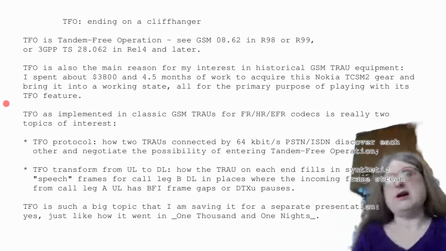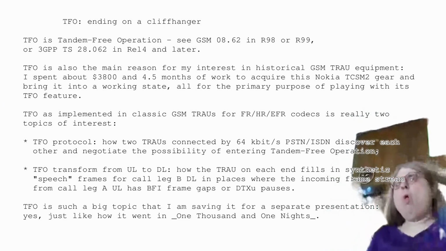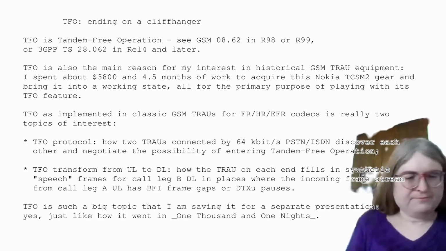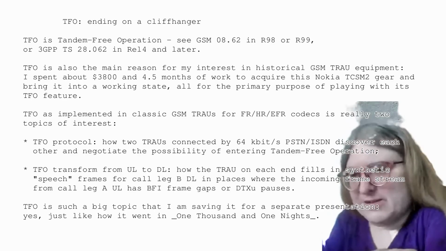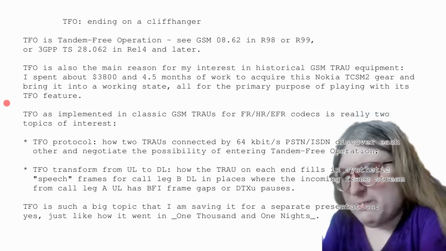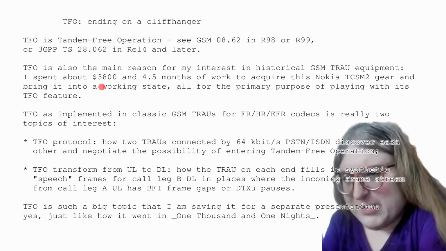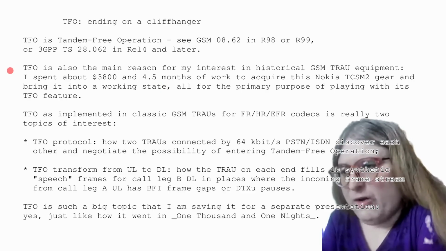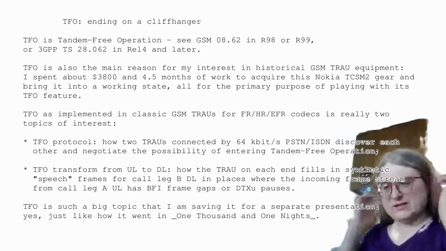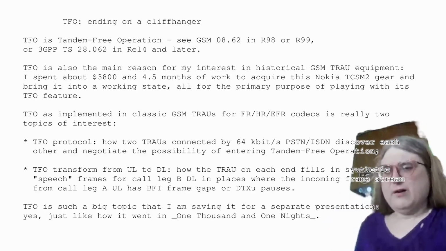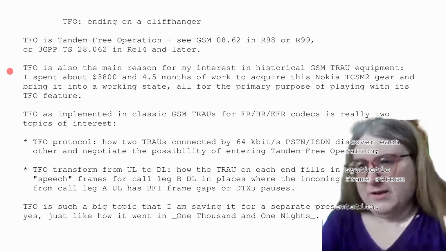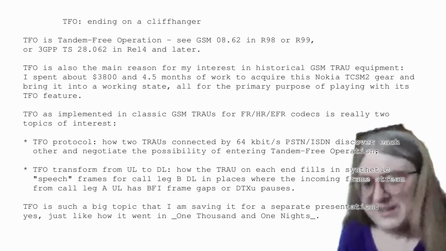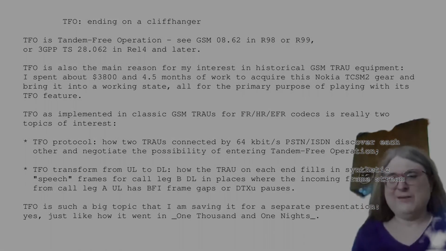I'll just let you read this slide while I take a break. So yeah, TFO, I'll just point out, this is how much money I spent, and this is how much time I spent on it. TFO was the main reason. The main reason why I spent all this time and money on this TRAU was to get to this TFO feature. But just like in 1001 Nights, this will be a separate presentation. And that's the end for right now. I'm taking a voice break now.